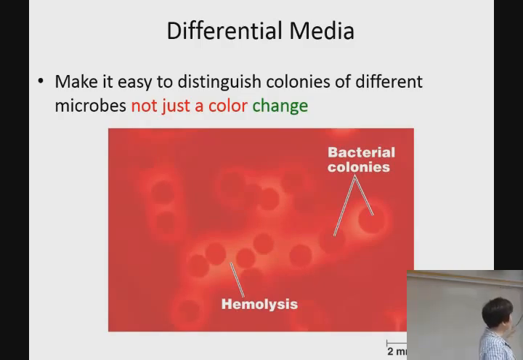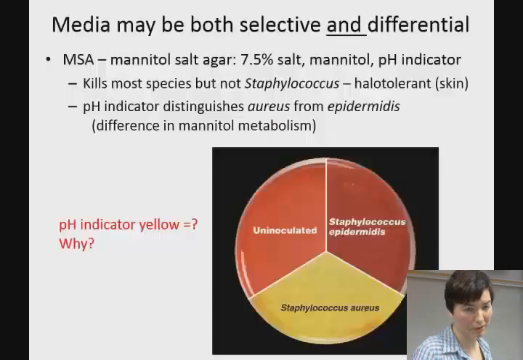So differential media allow us to distinguish between different organisms. Generally speaking, both of them are growing, but depending on some visible difference, either the color of the colony, the color of the agar, whether there's a clearing around the growth, some visible difference will allow you to tell the difference between them. Does that make sense? So that's what it is. It's not just a color change, although it is the most common thing that we'll see, but there can be other things that would qualify as differential media. Some media are both selective and differential.